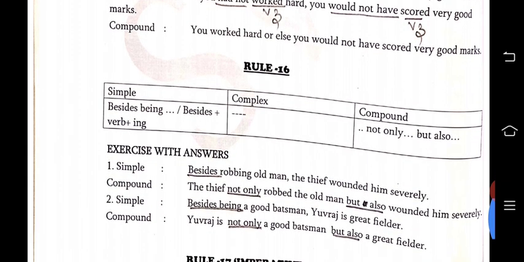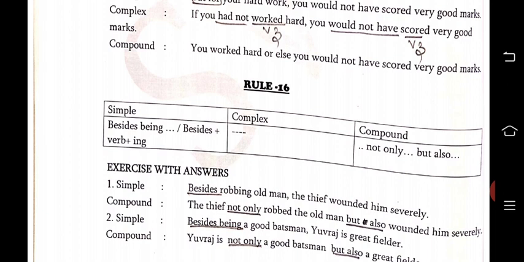Besides robbing the old man, the thief wounded him severely. So besides or besides being, I already told you being. Okay, besides robbing the old man, the thief wounded him severely. The thief not only robbed the old man but also wounded him severely. Besides being a good batsman, Yuvraj is a great fielder. Okay, Yuvraj is not only a good batsman but also a great fielder.